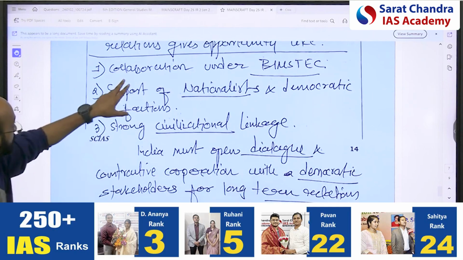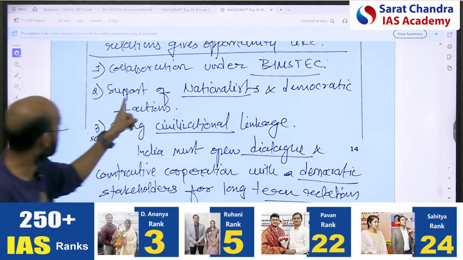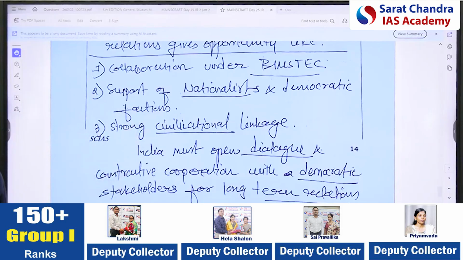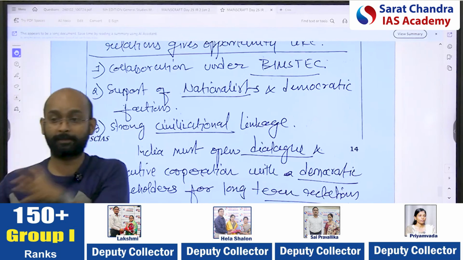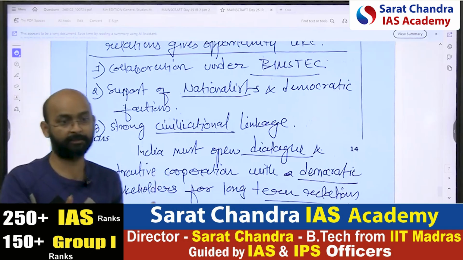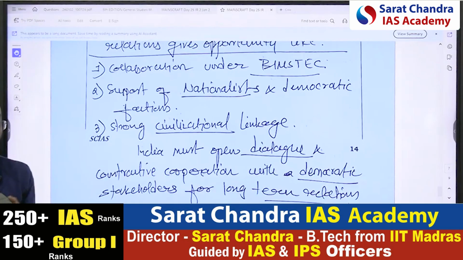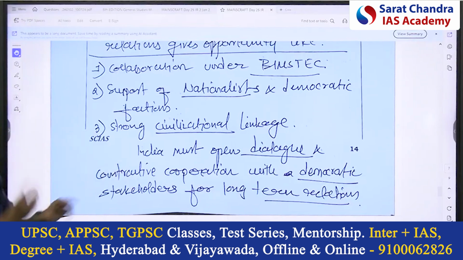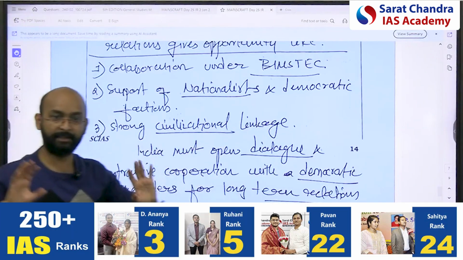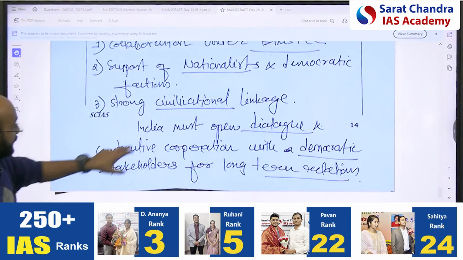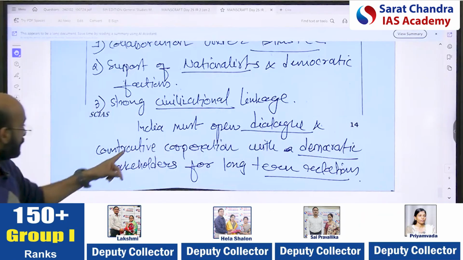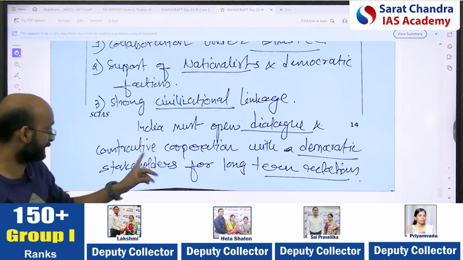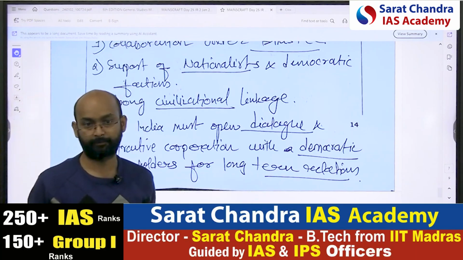I am still able to see the positive: collaboration under BIMSTEC, support of nationalist and democratic factions, they still support. It's not like the complete Bangladesh is against India. There are factions of Bangladesh, especially some factions, that are against India. So that's still an opportunity. Strong civilizational linkage is there that we can channelize. India must open dialogue and constructive cooperation with democratic stakeholders there, not with those who are violent, for long-term relations.